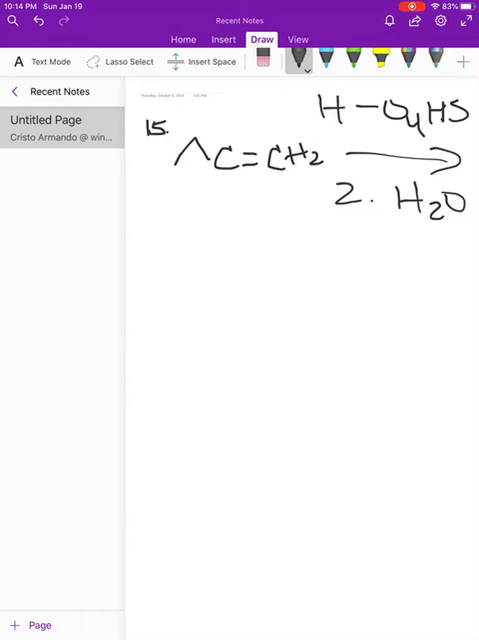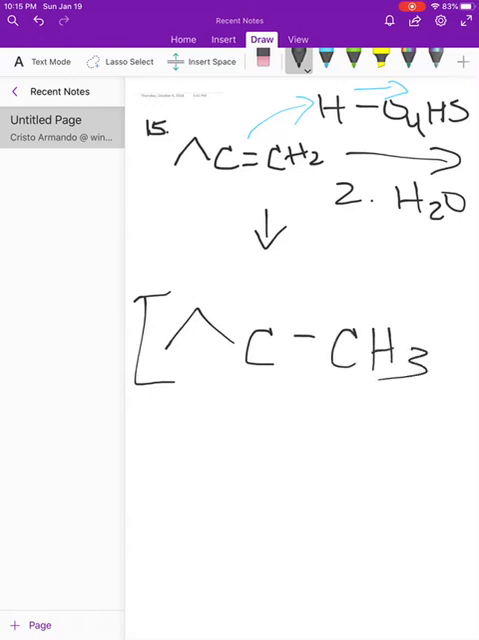So, H2SO4, the double bond is going to grab this right here, functioning like an acid, and we're going to be left with the following intermediate, CH3, with a plus right here.